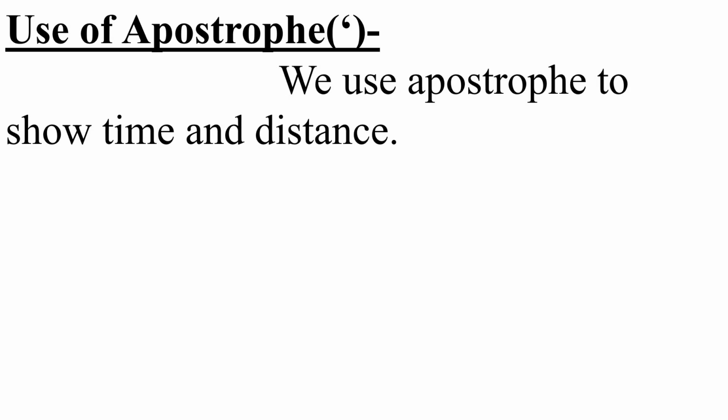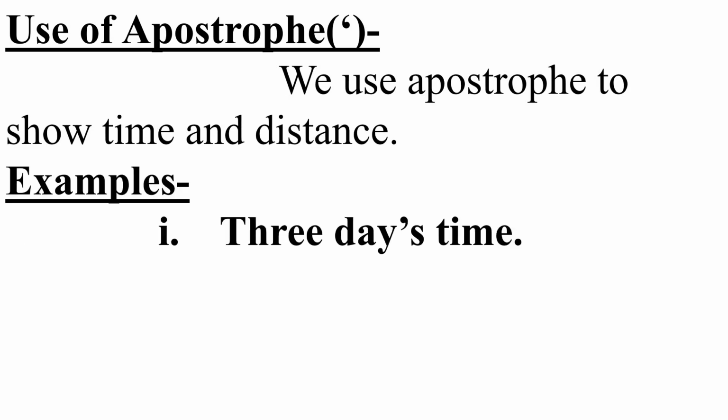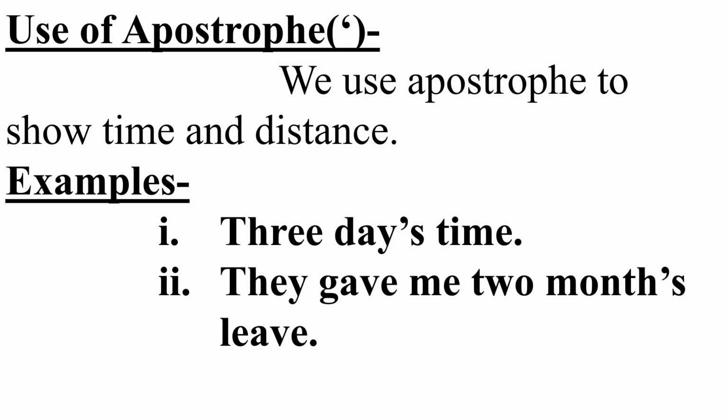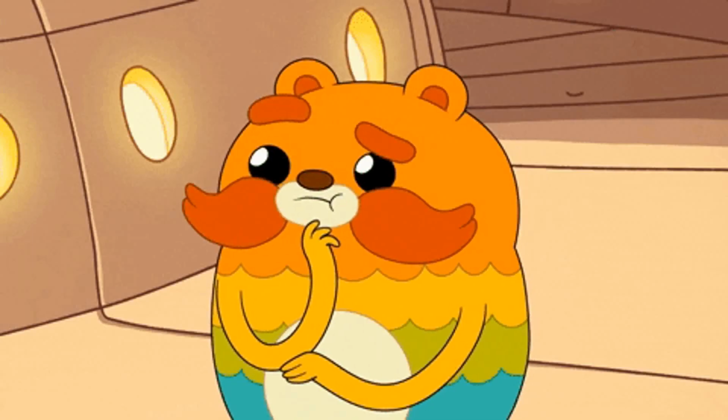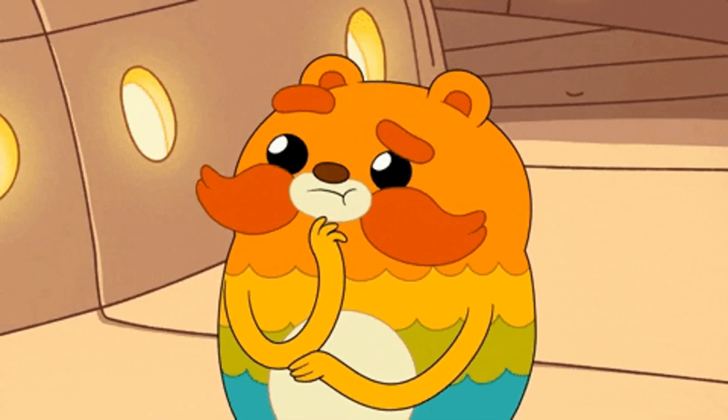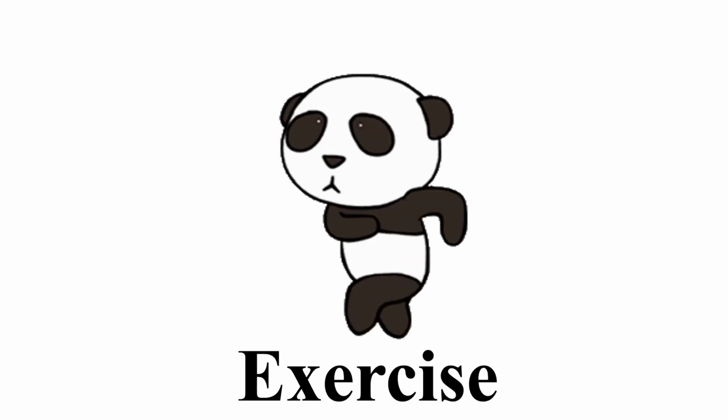We use apostrophe to show time and distance. For example, 3 days' time. They gave me 2 months' leave. अपने सेंटेंस में टाइम और डिस्टेंस को शो करने के लिए एपोस्ट्रॉफी का यूज करते हैं. आई होप कि अब आप सेंटेंस में यूज होने वाले डिफरेंट पंक्चुएशन मार्क्स को समझ गए होंगे. नाउ लेट्स मूव टू सॉल्व सम एक्सरसाइज टू मेक योर अंडरस्टैंडिंग बेटर.